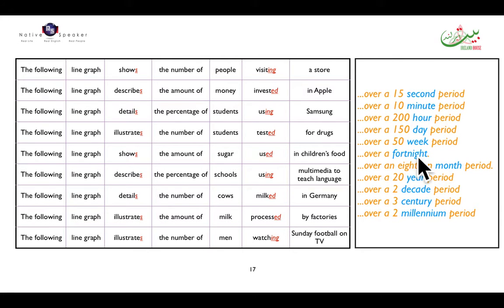So the IELTS examiners know this, and they often stick it into an exam, and students come back and say, "What's a fortnight?" And you go, "Oh no, didn't I teach you?" So over an 18-month period, over a 20-year period, over a 2-decade period, over a century period, over a 2 millennium period. So millennium is 1,000 years, century is 100 years, decade is 10 years. You'll notice that they were all "a", but if the first letter of the word is a vowel, then you'll have to say "over an 18-year period" or "month period", for example.